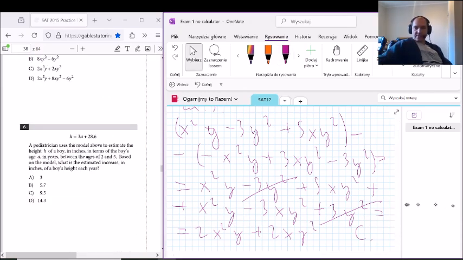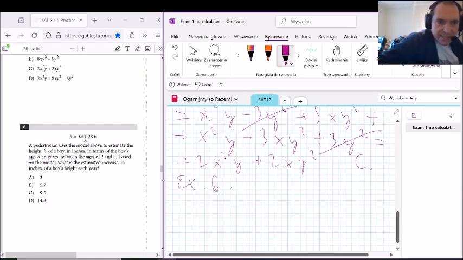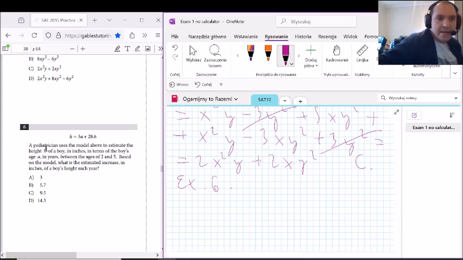And question 6, exercise 6. Once again, h equals 3a plus 28.6. A pediatrician uses the model above to estimate the height h of a boy in inches in terms of the boy's age a, in years, between the ages of 2 and 5. Based on the model, what is the estimated increase in inches of a boy's height each year?